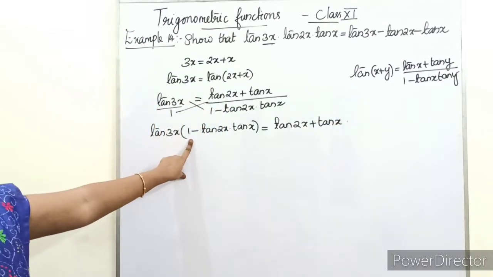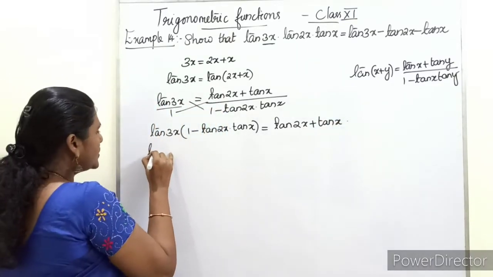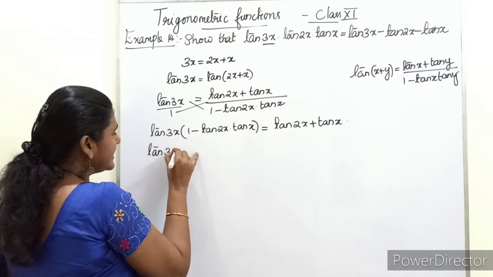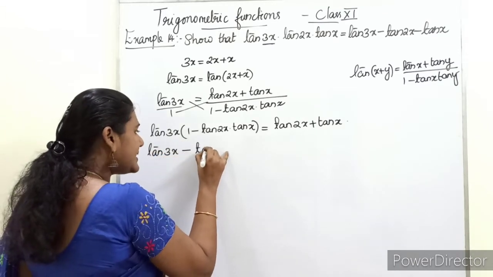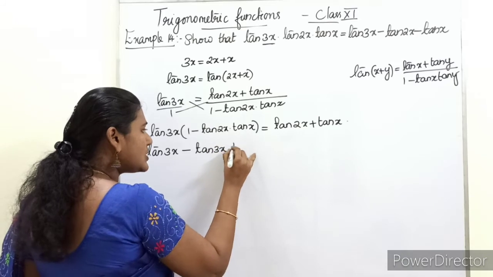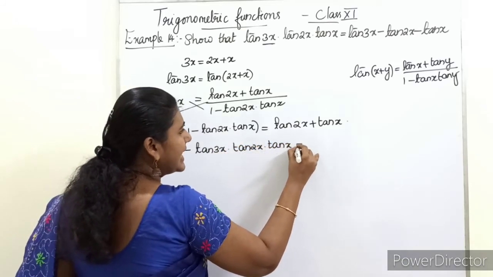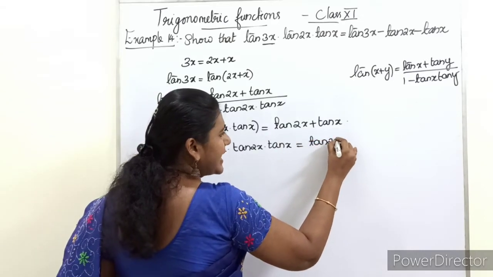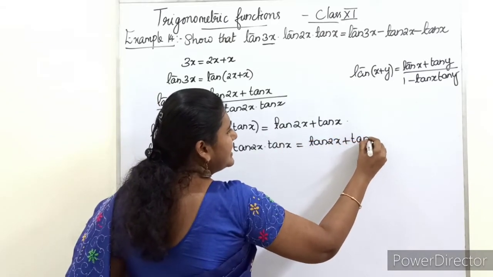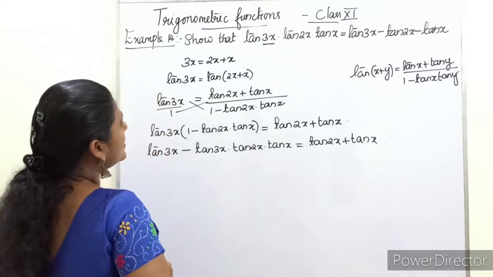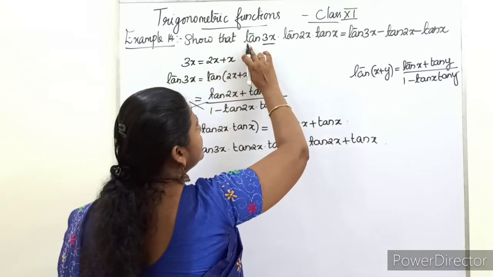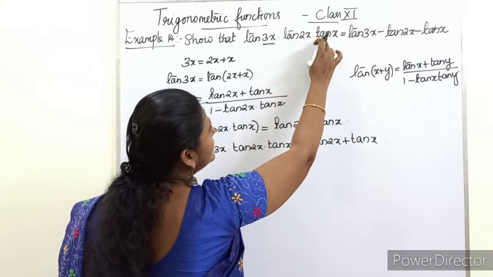No, we have to multiply the left side by tan x. So tan 3x into 1, that is tan 3x, minus tan 3x into tan 2x into tan x, is equal to tan 2x plus tan x. Now you see here whether we got the answer or not. No. See here, we need LHS tan 3x into tan 2x into tan x.